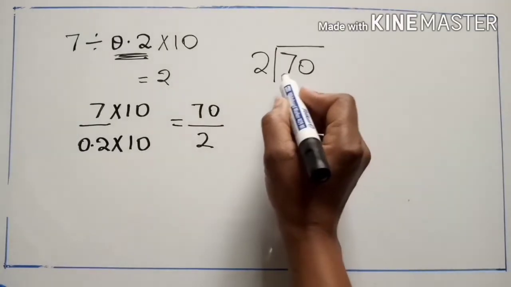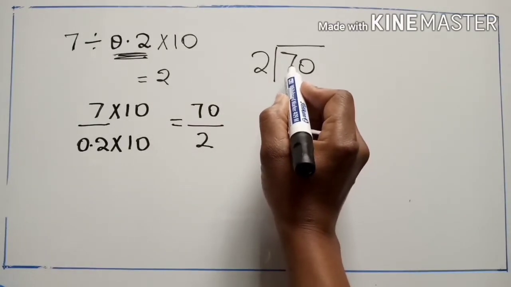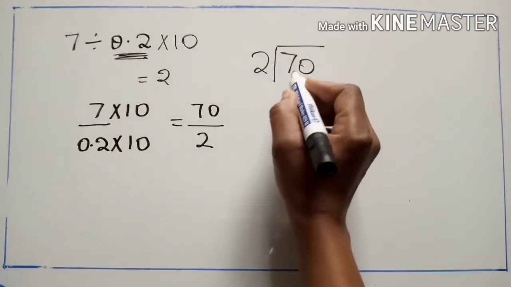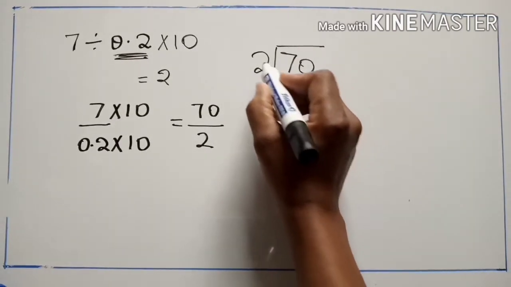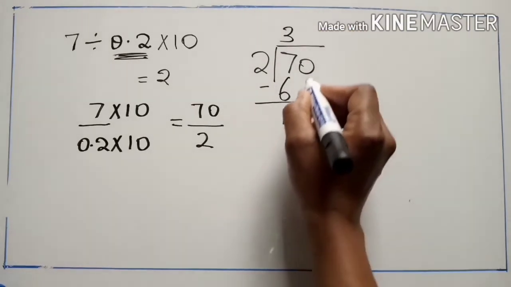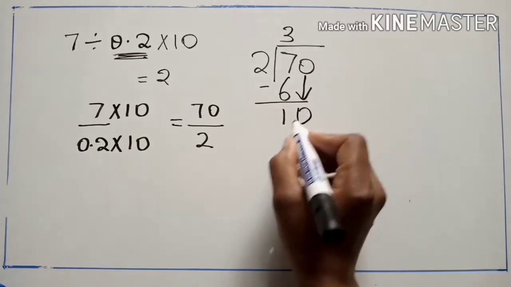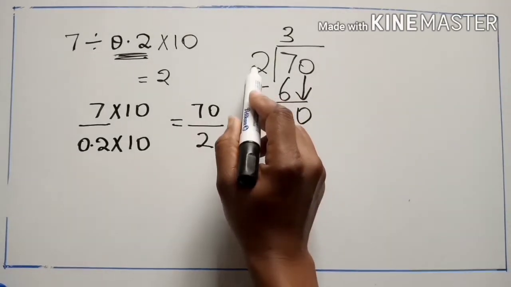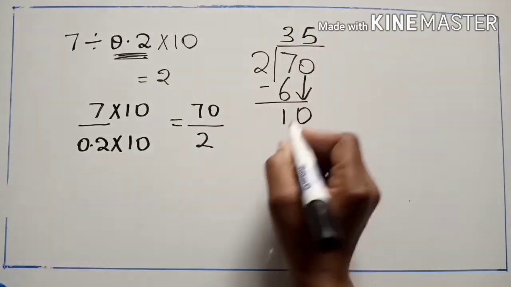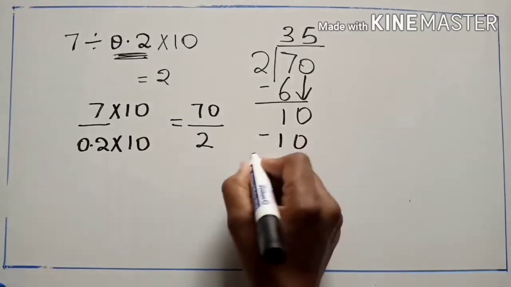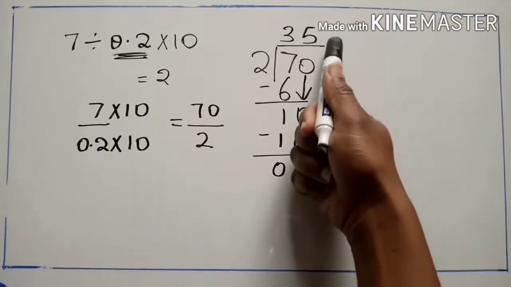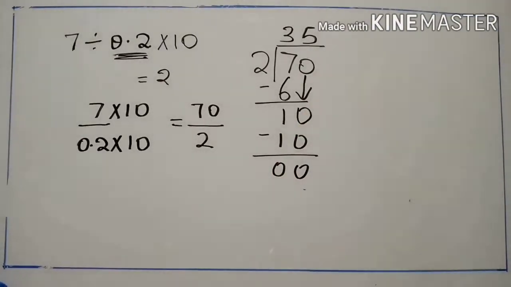So remember, in our earlier session, we said that you start by asking yourself, how many times can 2 go into 7? That will be 6, because of 2 times 3. We subtract the 6, we get 1. Drop the 0, so now we have 10. How many times does 2 go into 10? That is 5. 2 times 5 is 10. We subtract the 10 and we have zeros here. So our answer is 35.